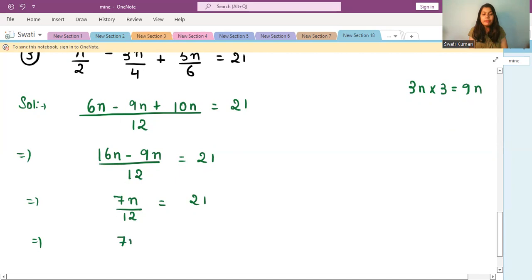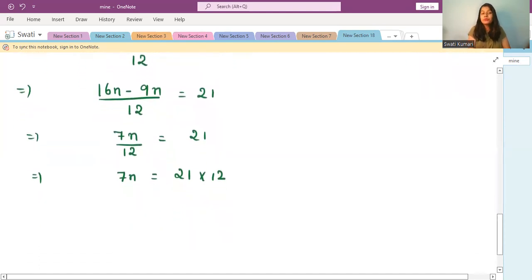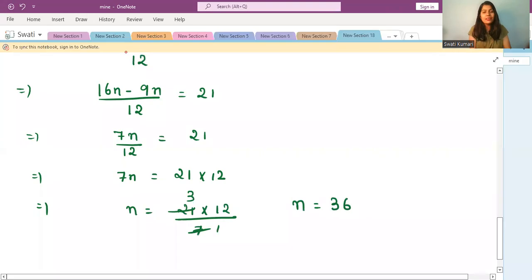So 7n will be as it is. 12 is getting divided here. So once you send it to the other side, it will get multiplied. So 21 into 12. Now we have to get rid of this 7 also because we want to find the value of n. So 7 is getting multiplied here. So 7 will get divided on the other side. So 21 times 12 upon 7, and that will be 7 into 3, 21. So the value of n is 3 times 12, which is 36. So this is our answer of the third question.